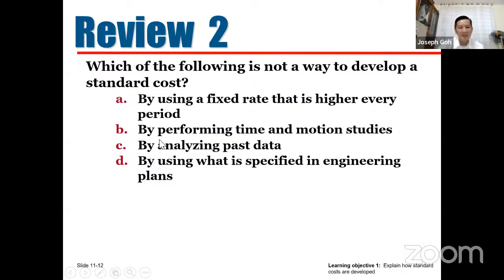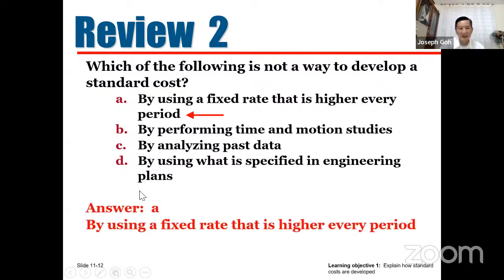So you can see that definitely A is not the answer. You cannot set a standard that is always higher than the actual. That's not very right. Because if you do that, you will always give a wrong impression to the management. You see, because you always set a good standard for the company. That's very wrong. So the answer is definitely A already.